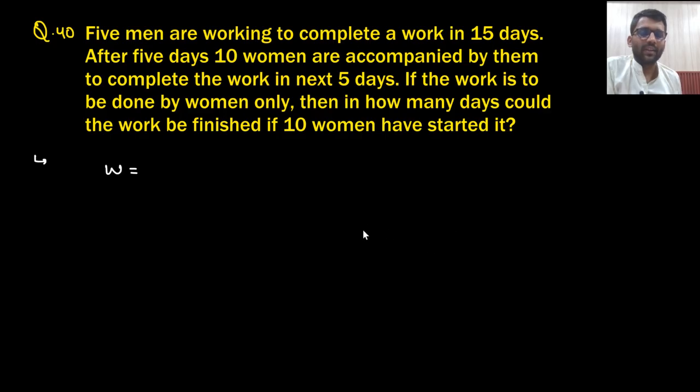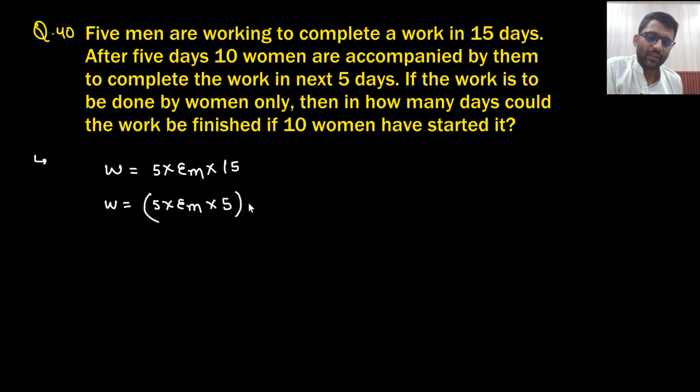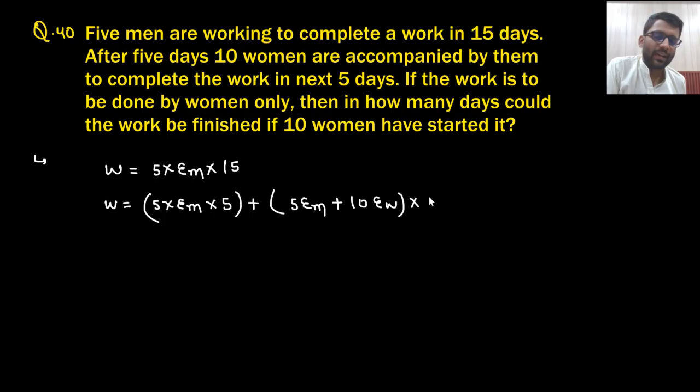So what is the work? 5 men are working to complete the work in 15 days. So 5 men with their full efficiency would have done the work in 15 days. But now what happened? 5 men were working, but after 5 days only, they worked for 5 days only. Then after 5 days they were accompanied by 10 women and they worked together. In the next 5 days they completed the work. This was the total work.